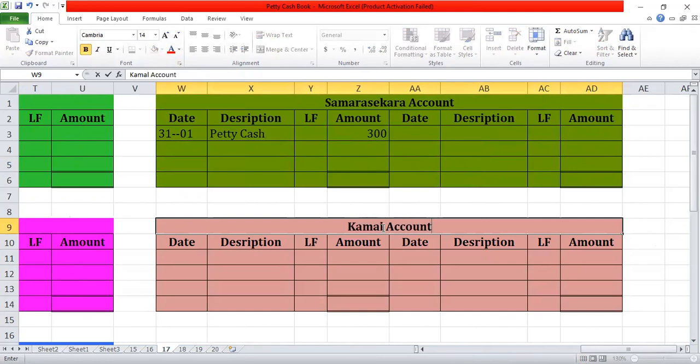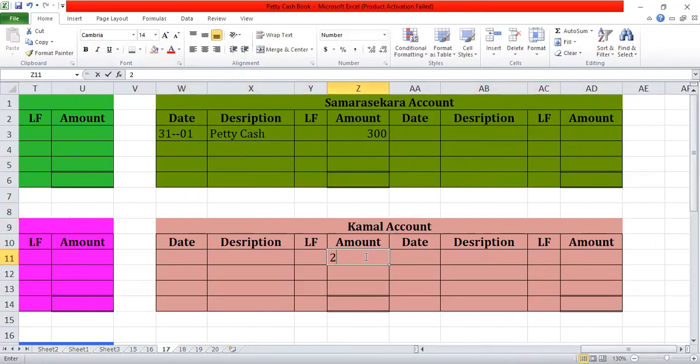Kamal account. And debit 250 to this account, 250, 31st of January, petty cash. Petty cash. Do you understand?